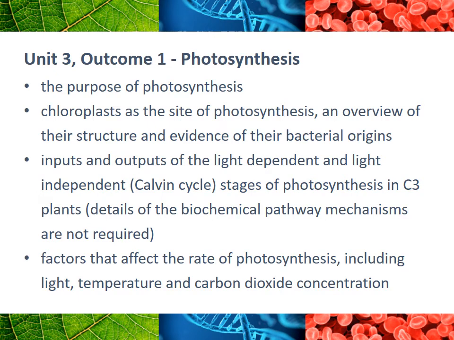Okay, this is just a summary of the VCE Biology Unit 3 Outcome 1 area of photosynthesis. So just looking through the purpose of photosynthesis, chloroplasts, so their structure and also their origins from bacteria, the inputs and outputs of each of the stages of photosynthesis, and the factors that affect the rate of photosynthesis.